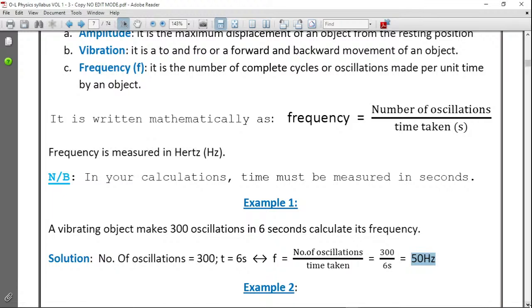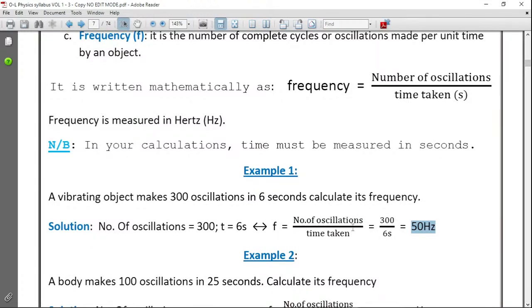The period is the inverse of this formula. So period is the time divided by number of oscillations, while frequency is the number of oscillations divided by time. Do not make a mistake with this formula. I think that you should master one, so that if they ask the other one, you should know that it's the other one that you did not master.